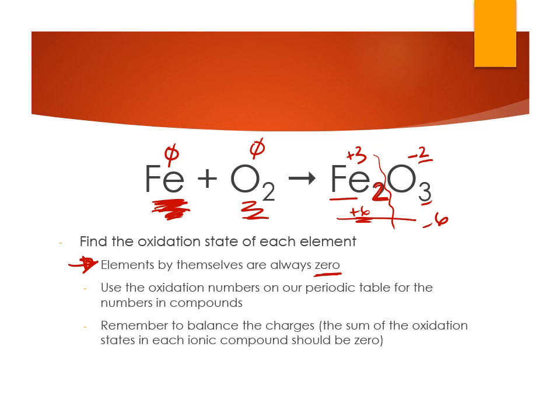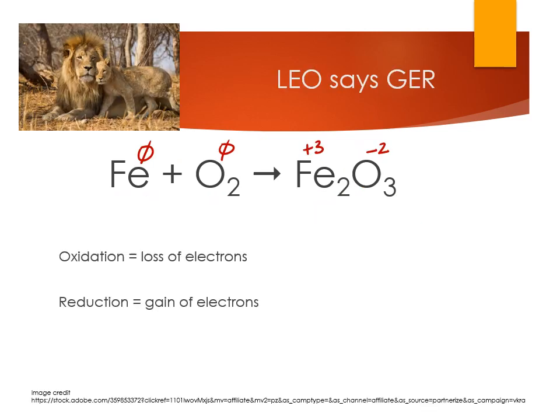What does this mean in terms of what oxidation and reduction are? So, oxidation is the loss of electrons. If we look at iron, iron went from a 0 to a +3. Remember that a +3 means that you lost 3 electrons, and now you have 3 more protons than you have electrons. Losing electrons makes you positive because you have less negative stuff. Iron went from 0 to +3. It lost electrons. Iron was oxidized.